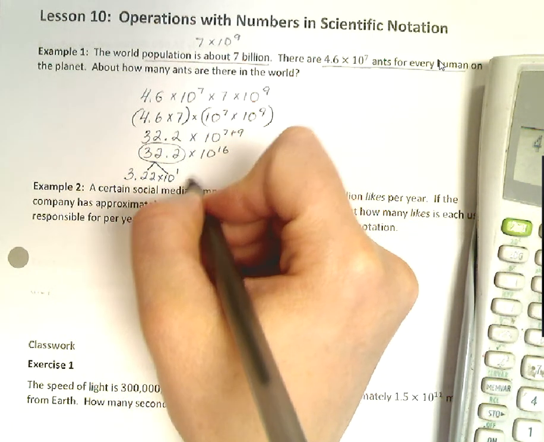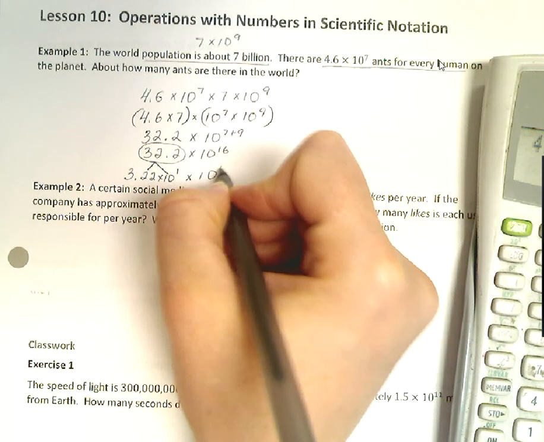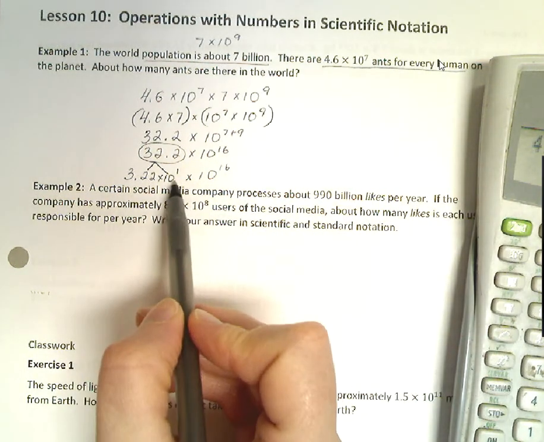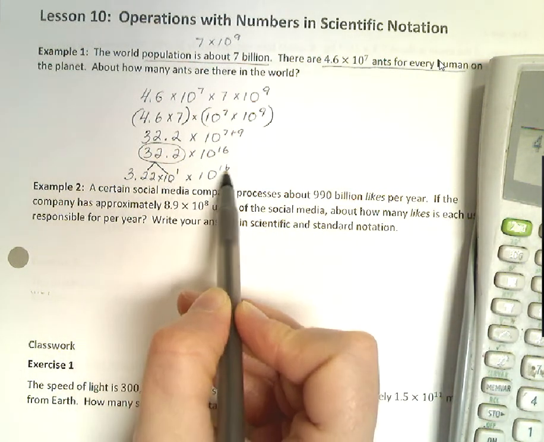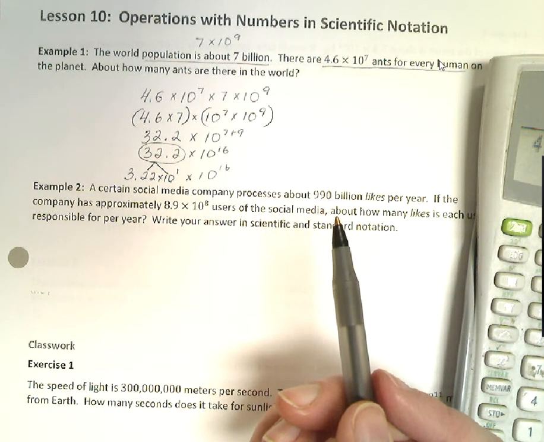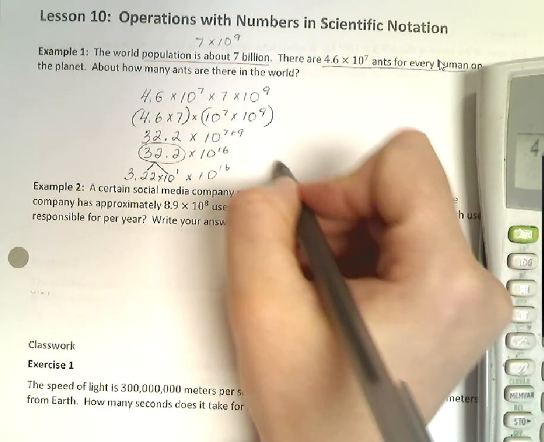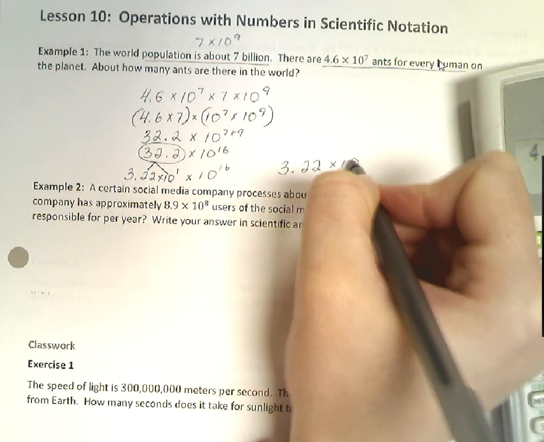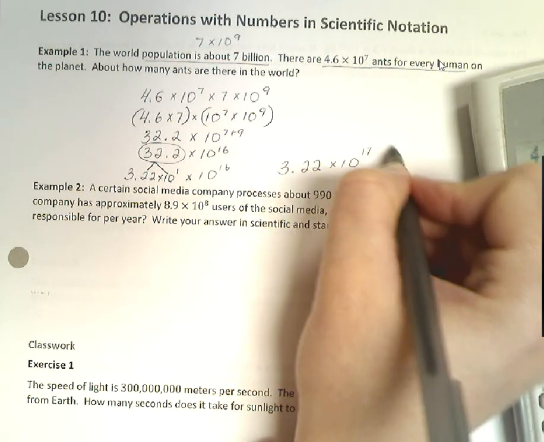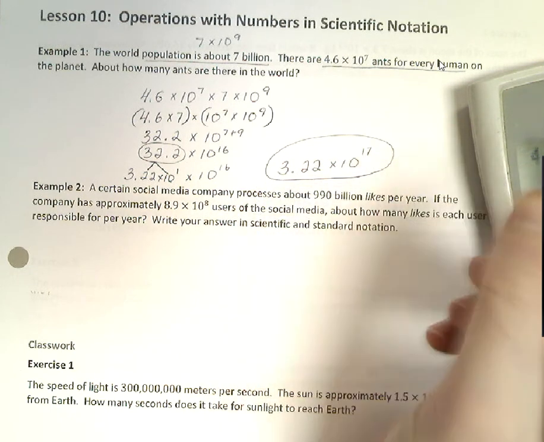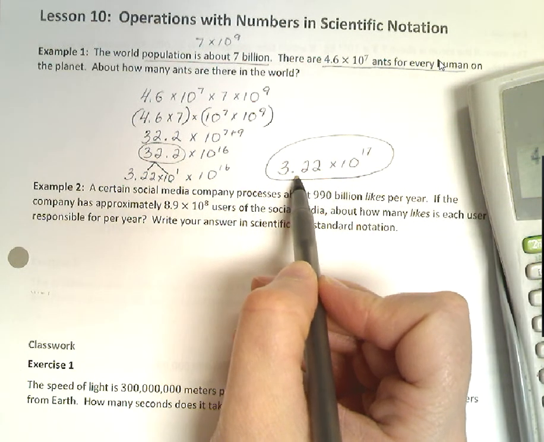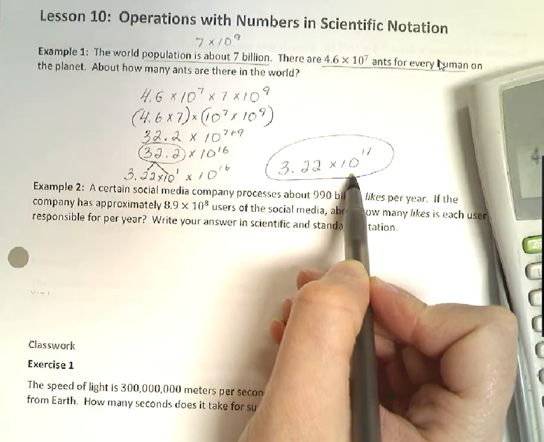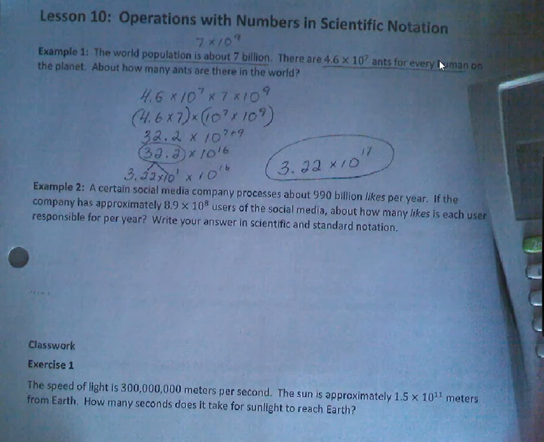Now I can add on times 10 to the 16th. Now I see that I have 10 to the first and I have 10 to the 16th. I can combine them together and I will have 3 and 22 hundredths times 10 to the 17th. And that is going to be my answer. I have the number written in scientific notation multiplied by 10 to the power of 17.